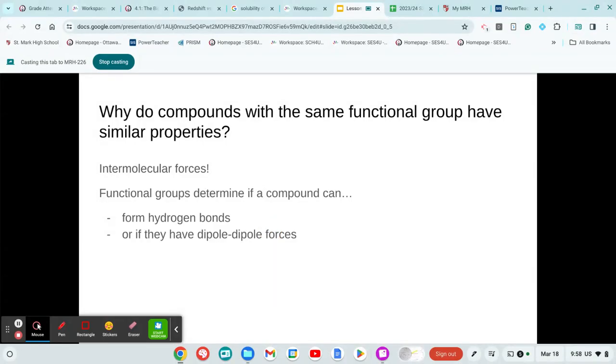And it turns out that these intermolecular forces are really important for giving different functional groups different properties. Compounds that have the same functional group will end up with similar properties because they have similar intermolecular forces. The functional groups are really what determine if a compound can form hydrogen bonds or if they have dipole-dipole forces. So they're really important for determining our intermolecular forces.